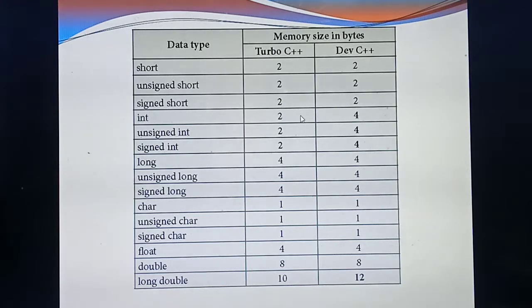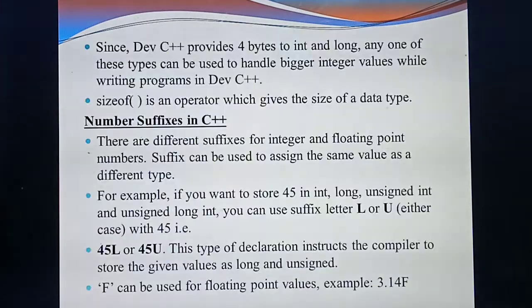What are they? Integer in Turbo C++ is 2, but Dev C++ is 4. 3 integers. What are they? Int, unsigned int, and signed int. Those 3 integers are 2 bytes in Turbo C++, but 4 bytes in Dev C++. As well as long double is 10 bytes in Turbo C++ and 12 bytes in Dev C++. Understood? This one is very, very important. In integer, Turbo C++ is 2 bytes, here 4 bytes. Okay. So this is important.